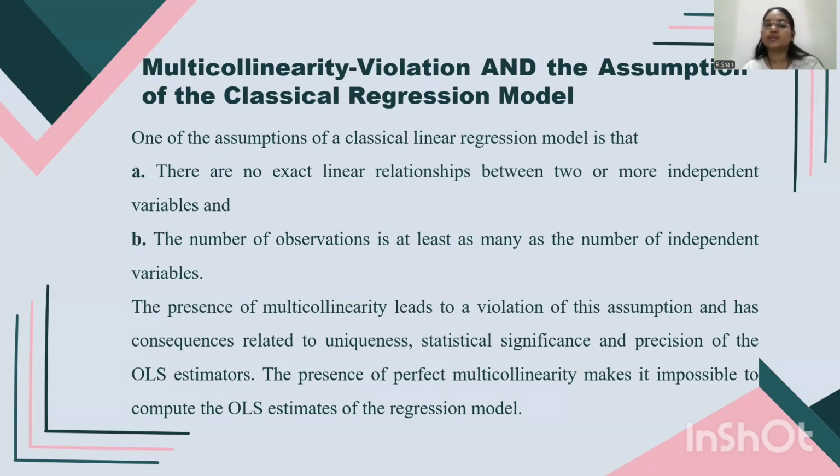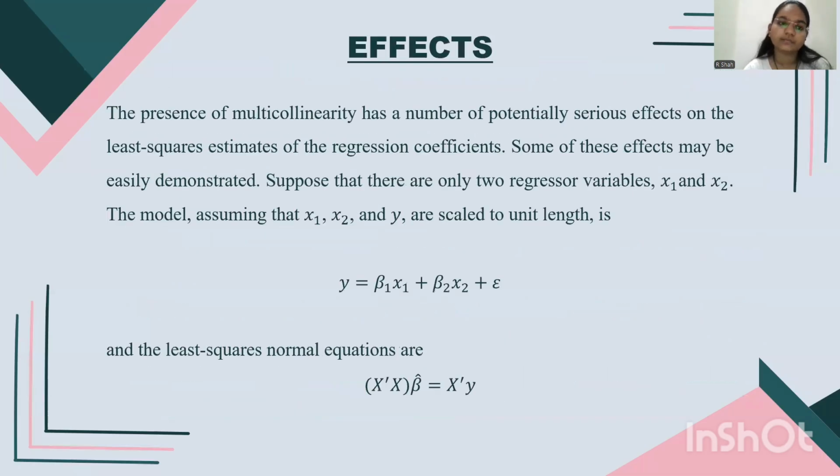Right? So we have seen its introduction, its definition, types of multicollinearity, and which assumptions are violated. So we can say that multicollinearity is present. We know about the sources. So all of these things are known. We already know about that, right? So now let's see its effects.